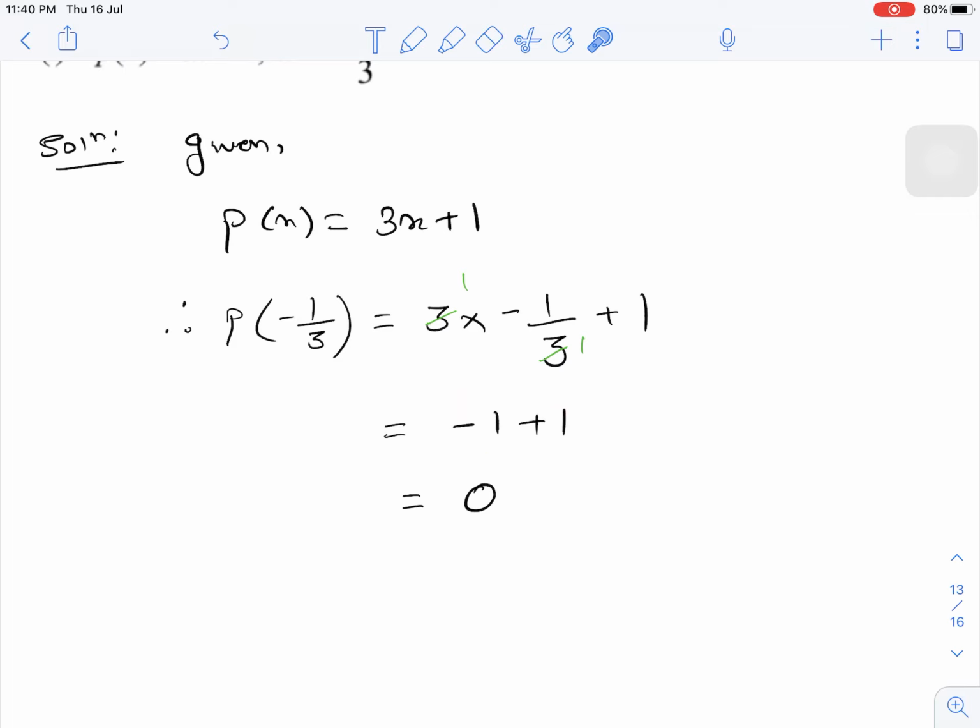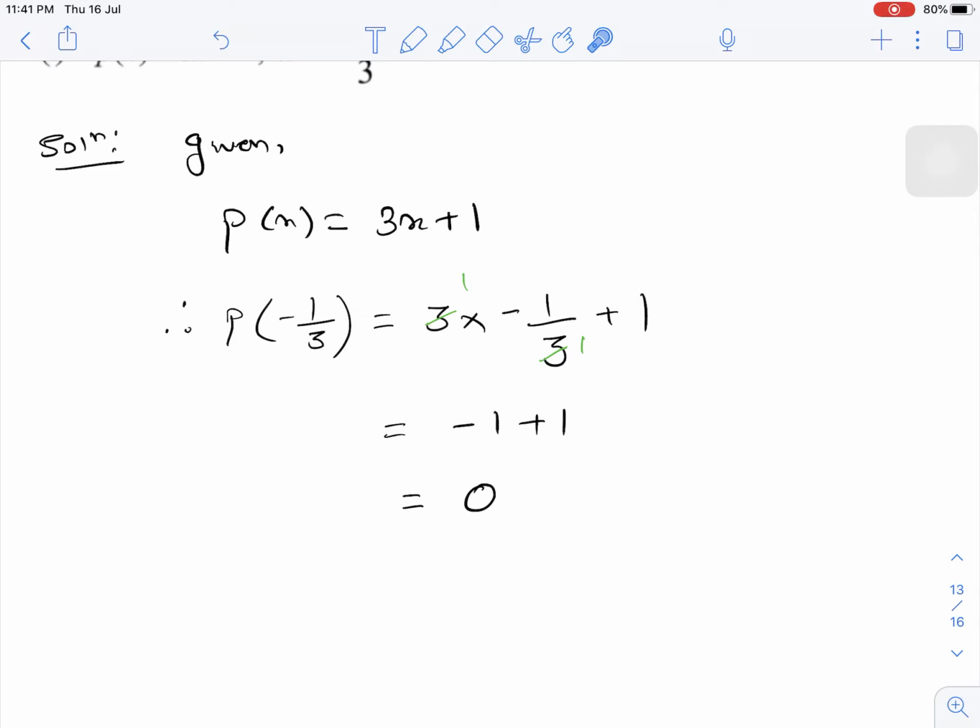Now we are getting the value of this polynomial as 0 when we substitute x as minus 1 upon 3. So after putting x equals minus 1 upon 3 we are getting the value of the polynomial as 0, and because of this, this value is known as a zero of the polynomial. Let me explain it once again. The value of x at which we get the answer of the polynomial as 0, that value of x becomes the zero of the polynomial. Okay, so now I think it is clear to you.